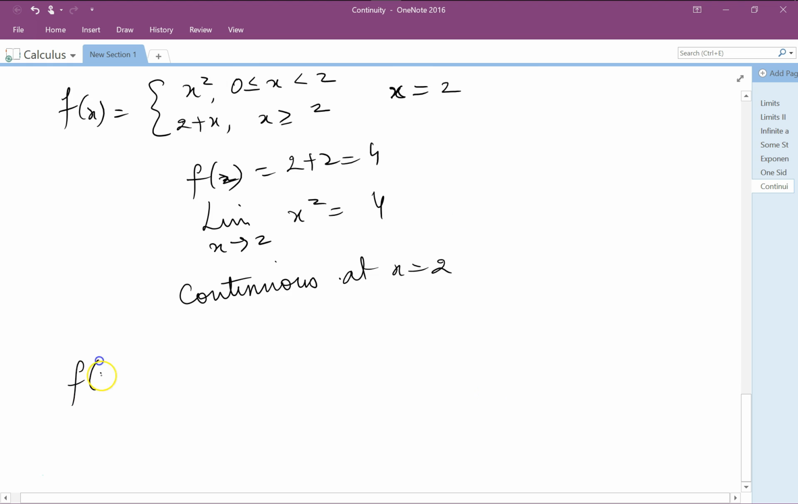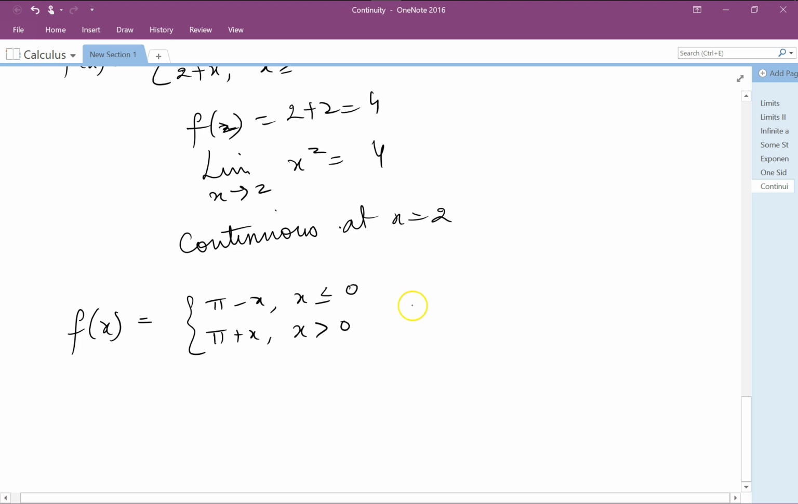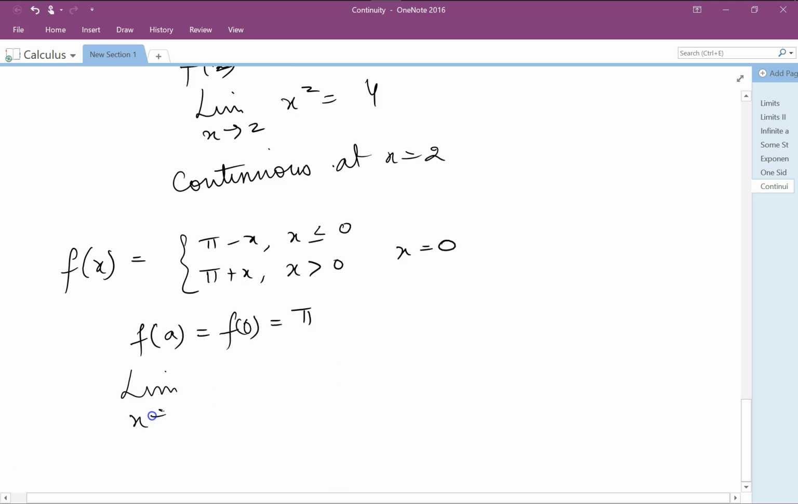Okay, now f of x equal to pi minus x if x is less than or equal to 0, and pi plus x if x is greater than 0, at x equal to 0. So f of a exists, which is equal to what? Pi. Limit as x approaches 0 of f of x equal to what? As x approaches 0 from the left hand side, it is pi.